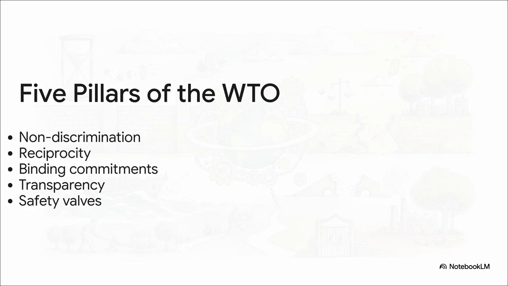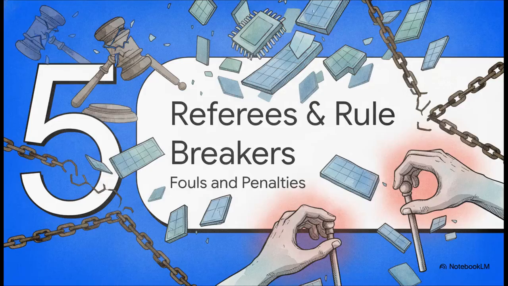But the system is realistic. It does include safety valves, which allow for temporary barriers if there's a genuine health or national security emergency. Chapter 5. Referees and Rule Breakers, Fouls and Penalties.